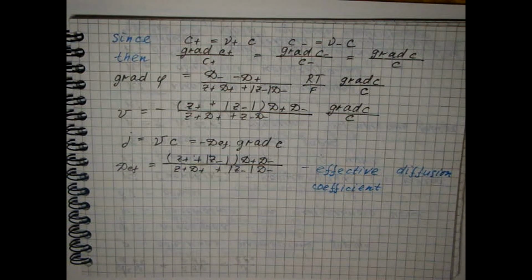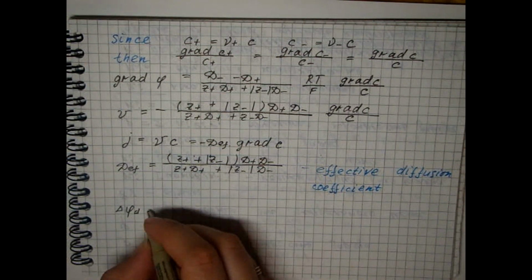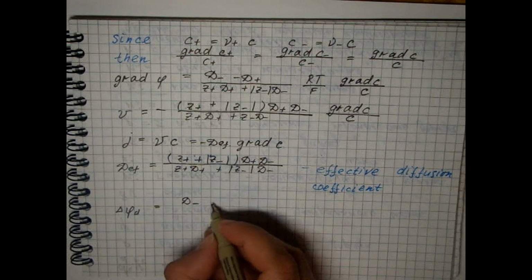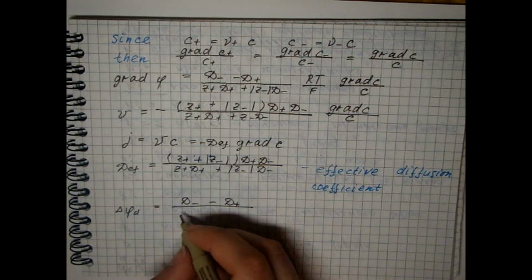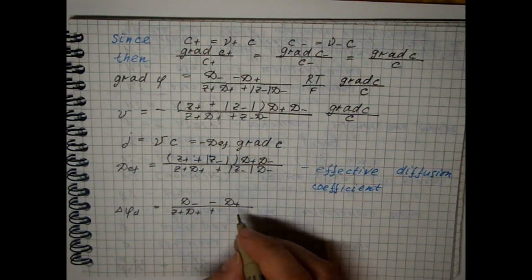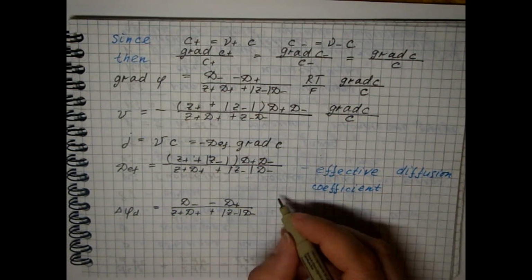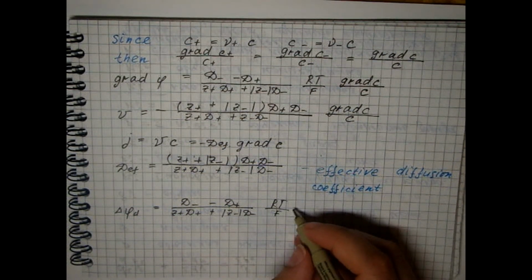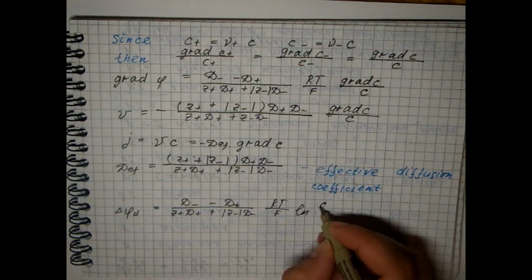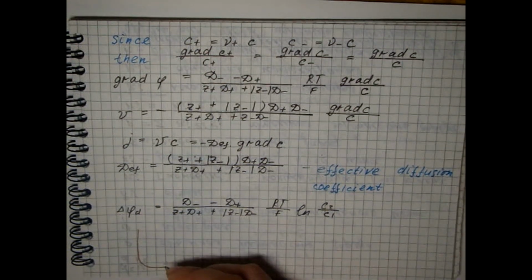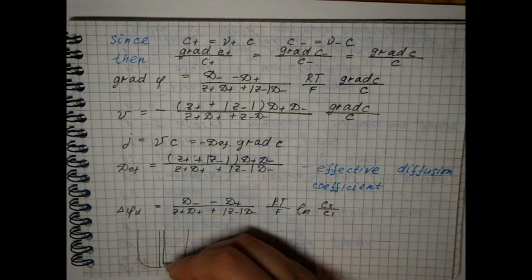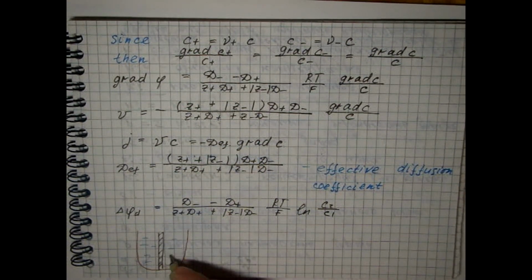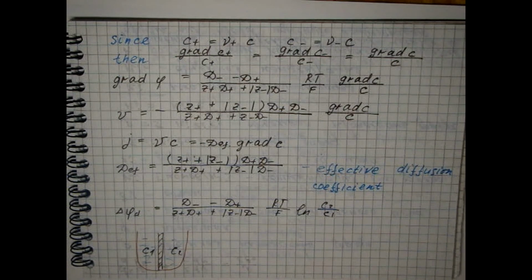The expression for the diffusion potential can be obtained by integrating the equation for the potential gradient. It will have the following form. For the system shown in the figure, the diffusion potential determines the potential difference between the right and left parts of the vessel, separated by a porous septum.